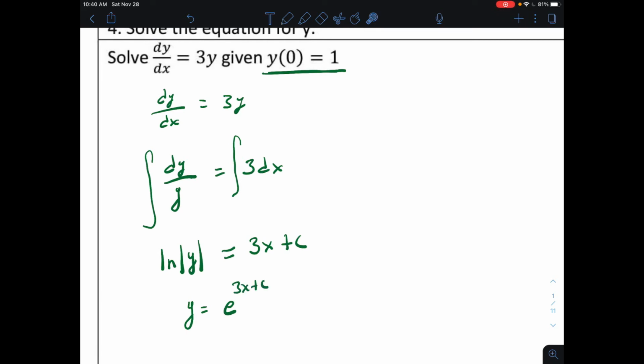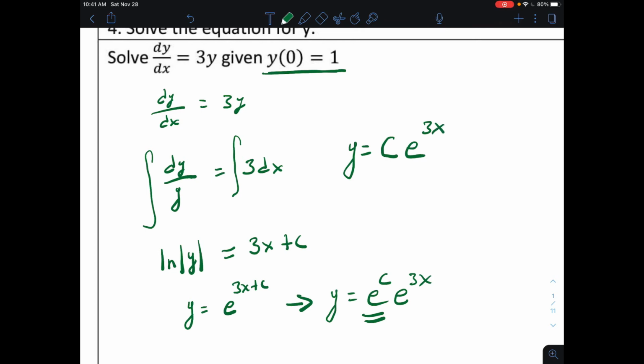Now we have 3x plus c, so you add exponents when you multiply like bases. So I could rewrite this and say that's the same thing as y equals e to the c power times e to the 3x power. Well, c being a number to be named later means that I could treat e to the c power as that number to be named later and write this as y is equal to c times e to the 3x power. So here is a general solution to this.